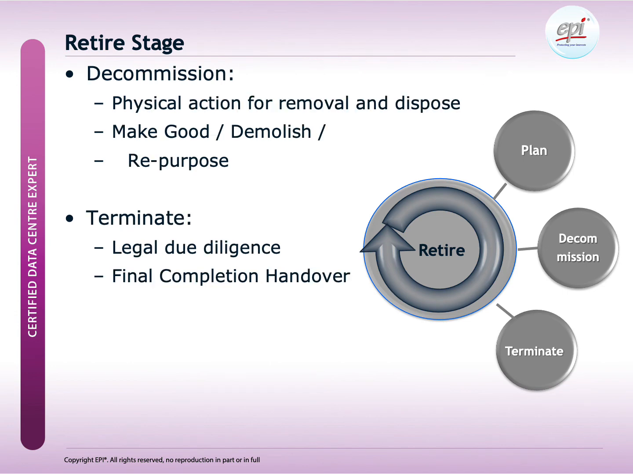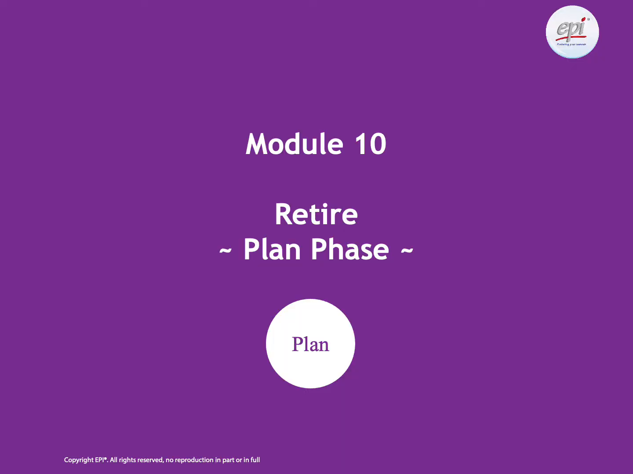Decommission is the physical action for removal and disposal of data center equipment. Depending on the required outcome of the project, we might need to bring the building back in its original state, or we might even need to demolish the complete building. Terminate is the legal due diligence and the final completion handover. So let's start with the plan phase.